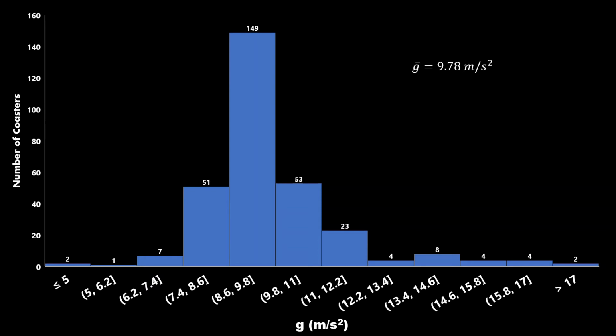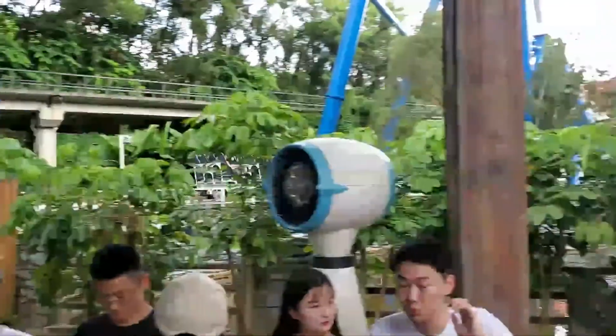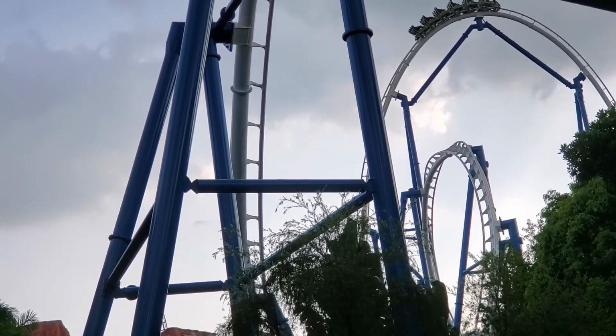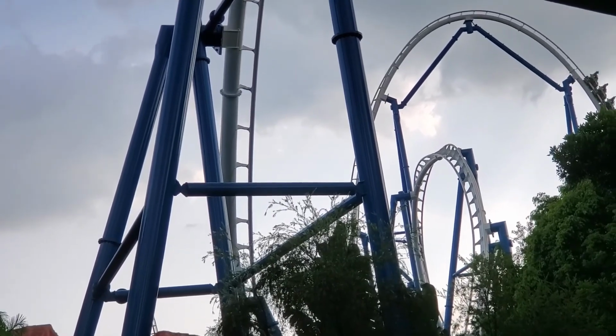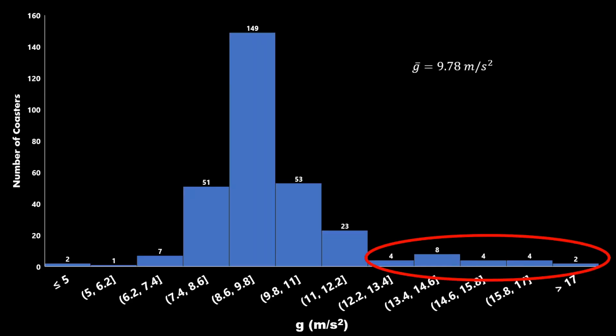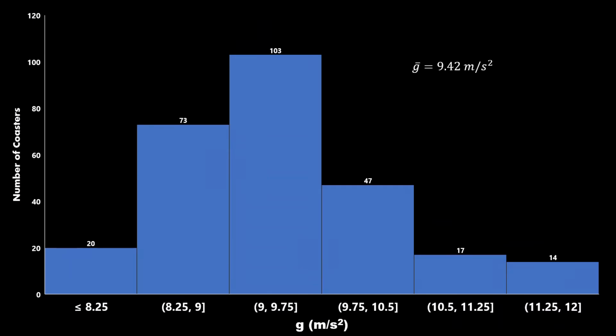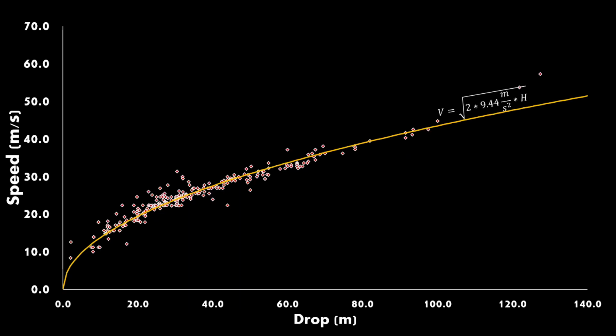Except not really, because the average value is skewed quite a lot by these really high g values that are mostly for launch coasters that will just launch right over their drops with tons of kinetic energy, which throws off the data. So if we get rid of these outliers, plus or minus 1 standard deviation away from the mean, we get our new average g value of 9.42 meters per second squared. So we're pretty much right back where we started.